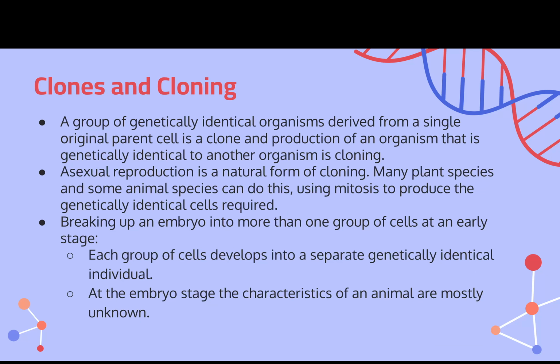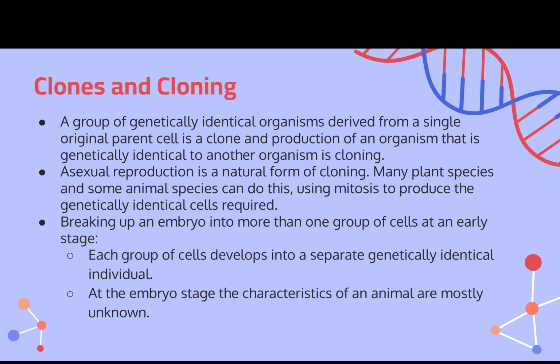Okay, the last one is clones and cloning. A group of genetically identical organisms derived from a single original parent cell is a clone, and production of an organism that is genetically identical to another organism is called cloning. Asexual reproduction is a natural form of cloning. Many plant species, some animal species, and prokaryotes can do this.